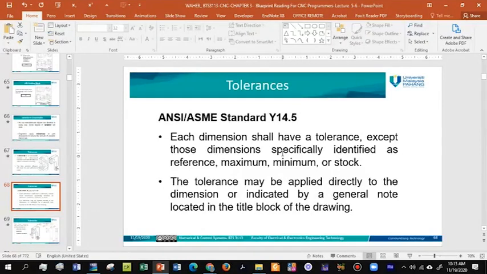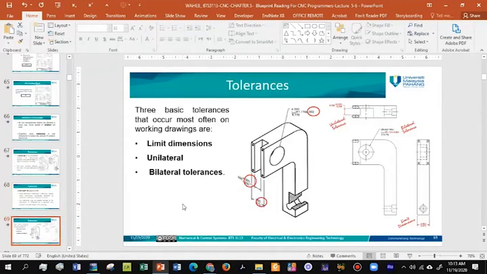So no variation should be defined for these parts. But other parts or other dimensions, they should identify or define their tolerance. As we can see here, we have three types of tolerance used by this standard, and usually you can see this tolerance in the engineering drawings that are available either in the slides for chapter 3 or also in the exercise.